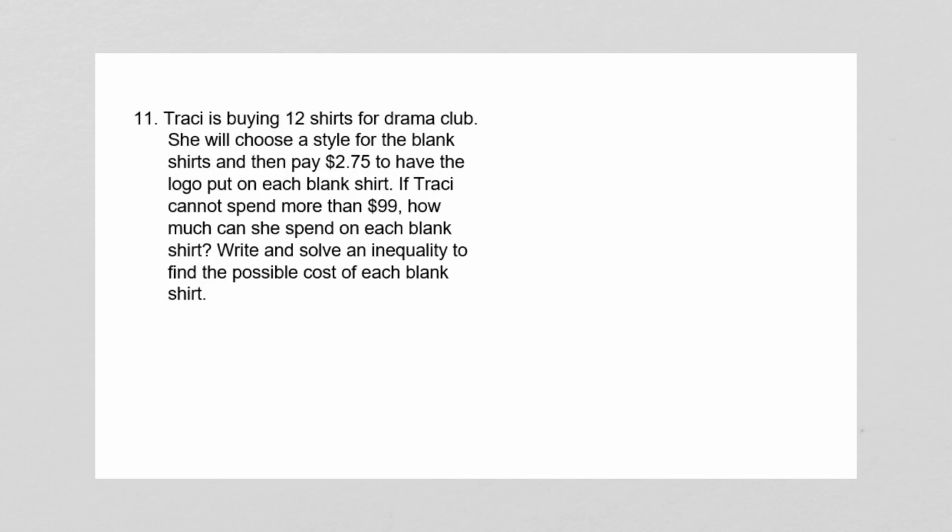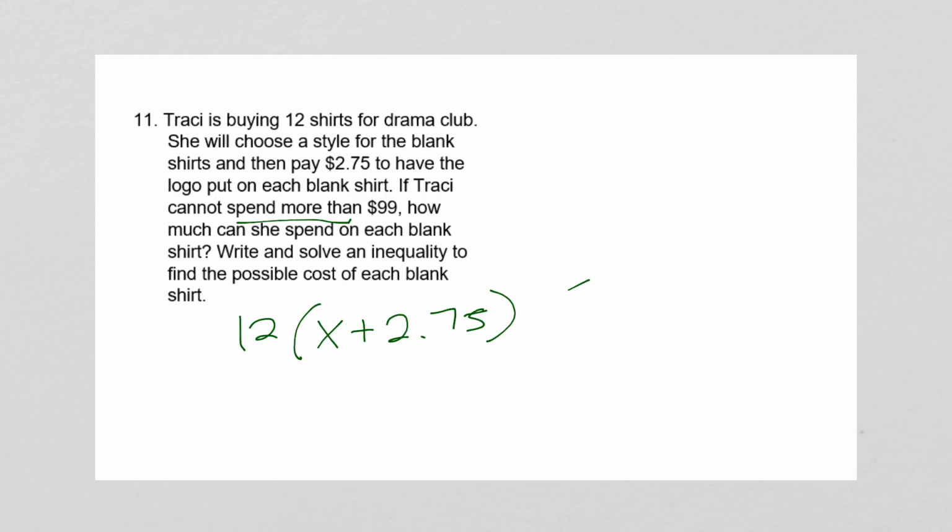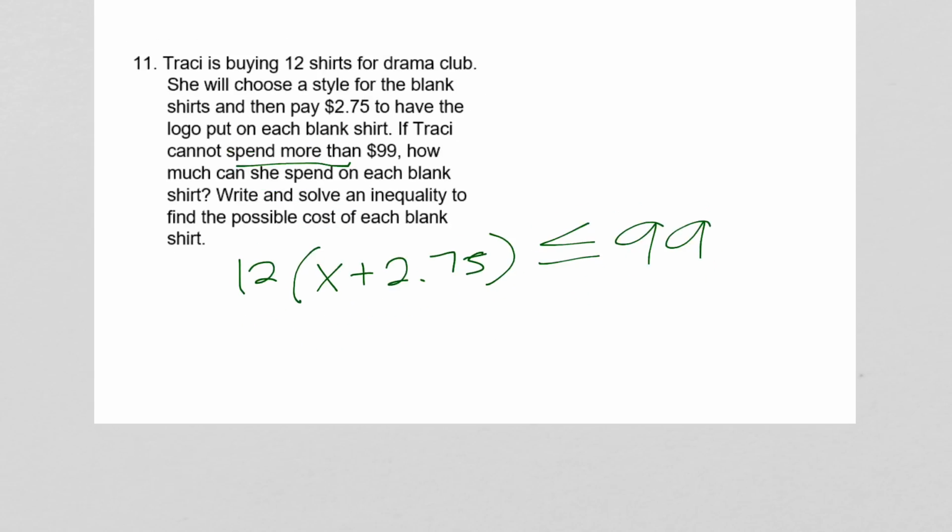Okay, number 11. Tracy is buying 12 shirts for the drama club. She will choose a style for the blank shirt and then pay $2.75 to have the logo put on each blank shirt. This is a similar question to question number 5. So 12 shirts. It's the cost of the blank shirt plus $2.75 for the logo. But she can't spend more than $99, so less than or equal to $99.